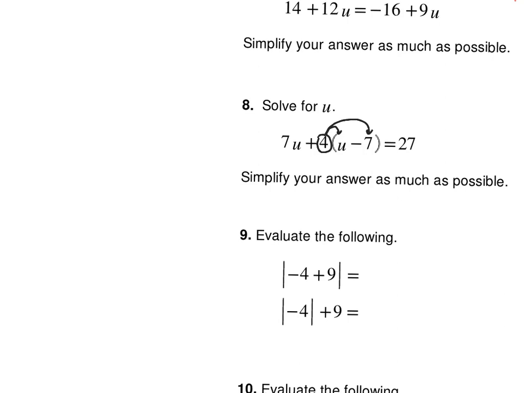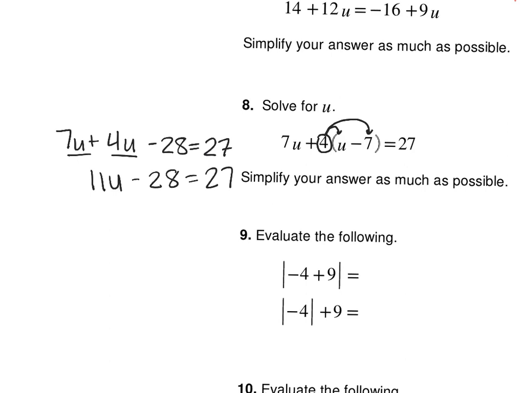So let's start by distributing. We have 7u plus 4 times u is 4u, and 4 times negative 7 is negative 28, so we have minus 28 equals 27. Combine like terms. 11u minus 28 equals 27. Now we're going to keep this our variable side, and this is our number side. So we're going to move this negative 28 because it does not belong. So we're going to add 28 to both sides because the inverse operation of subtraction is addition.